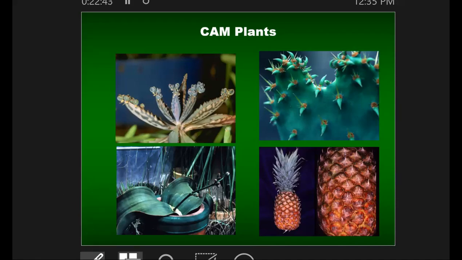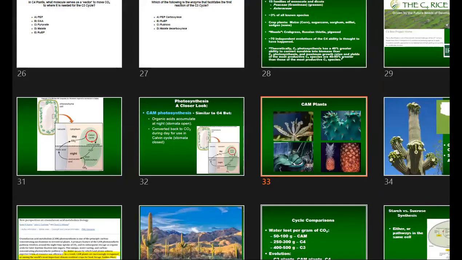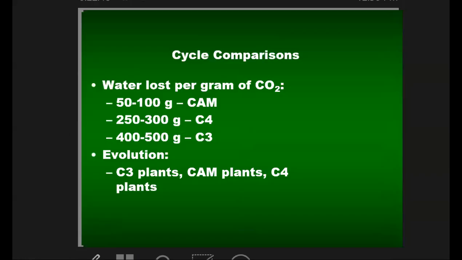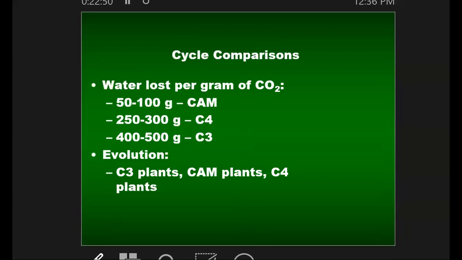What that implies is the evolutionary process, the lower bullet point. The first thing to evolve was the C3 cycle, and actually bacteria came up with the C3 cycle, not plants. Bacteria did it first. Then plants came along and said, yeah, okay, I like that, I'll do that.